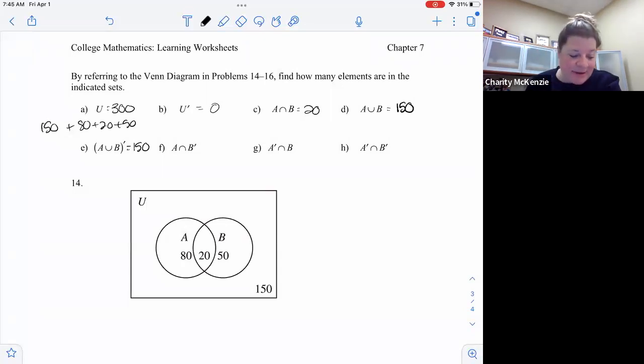How many are in A but not in B? A little bit trickier for F. How many are in A but they don't overlap with B at all? 80. These are in B too, can't include those, so just the 80. Okay, how many are not in A but intersect with B? That would be the 50. Not in A, just the 50. Last one. How many are not in A and not in B? Well, 150, the outside one. Not in A, not in B.